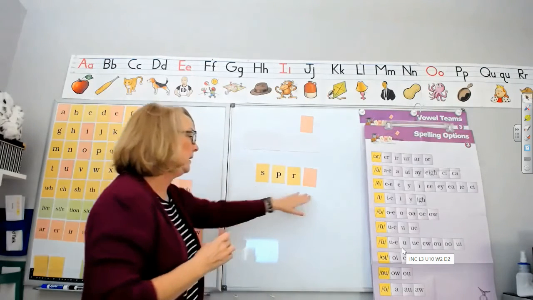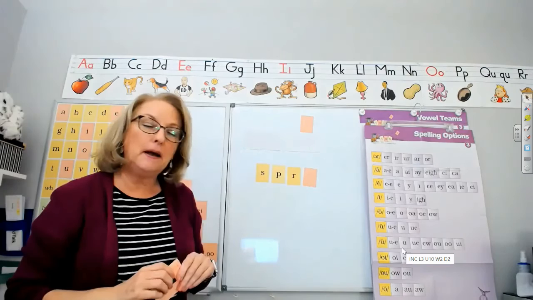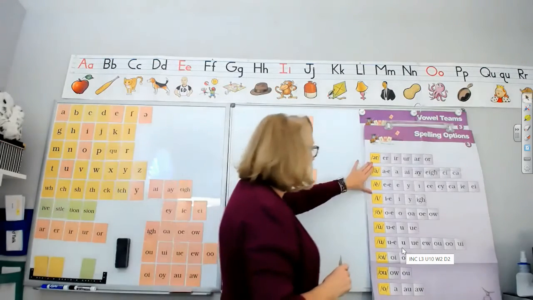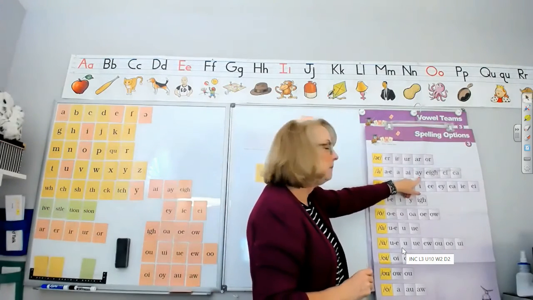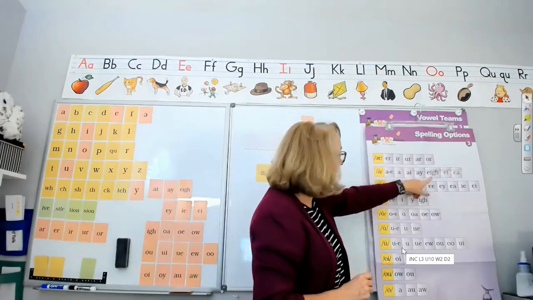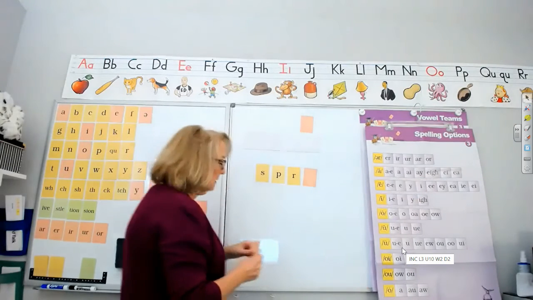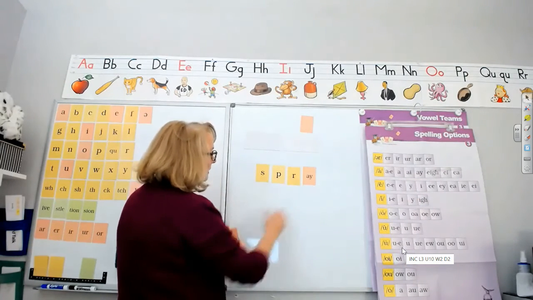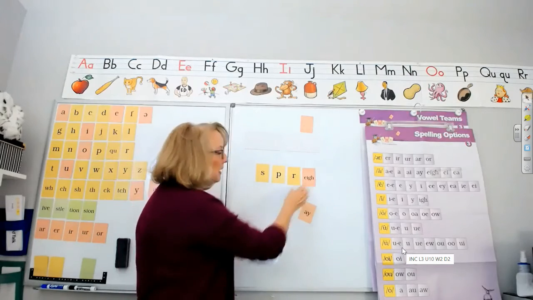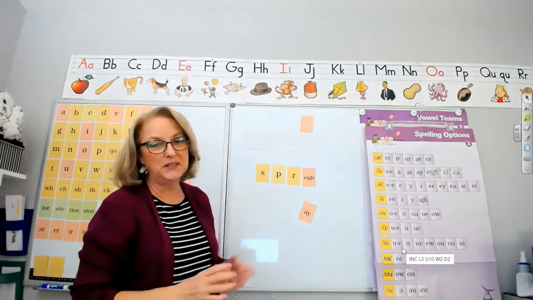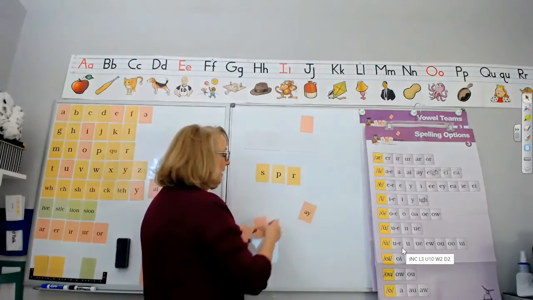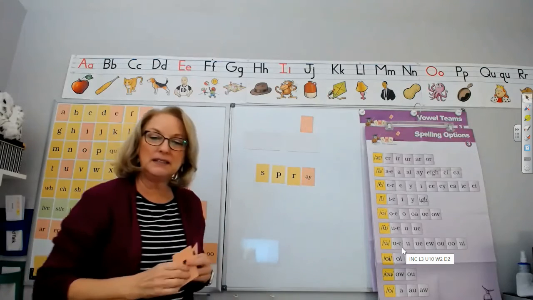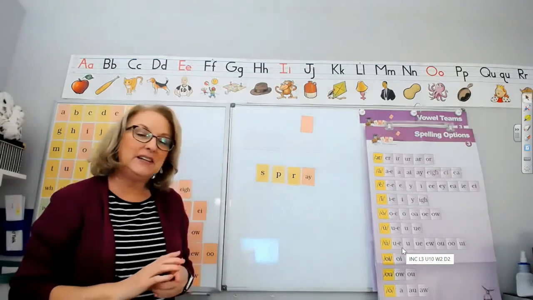S-P-R-A. Spray. Now, let's think about how we spell A at the end of a word. Well, we can spell it with A-Y most of the time. That'll be the spelling. Or E-I-G-H sometimes. So let's try them. Here's A-Y. And here's E-I-G-H. Which one looks right? In this case, the A-Y. S-P-R-A-Y. Right. Very good.